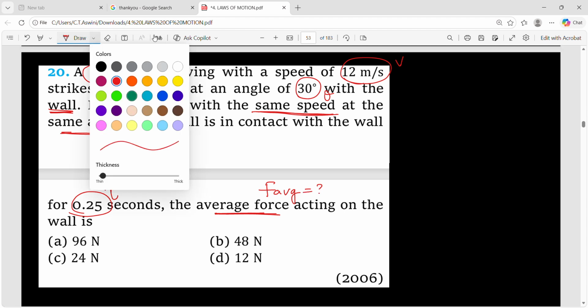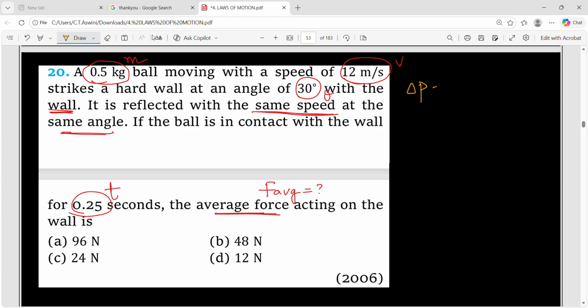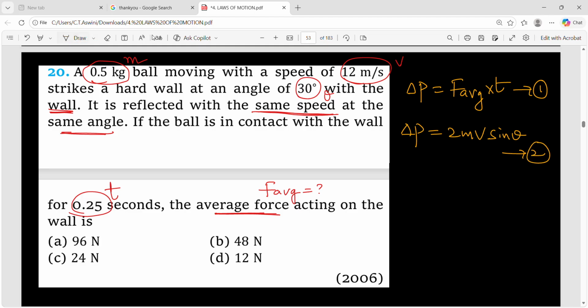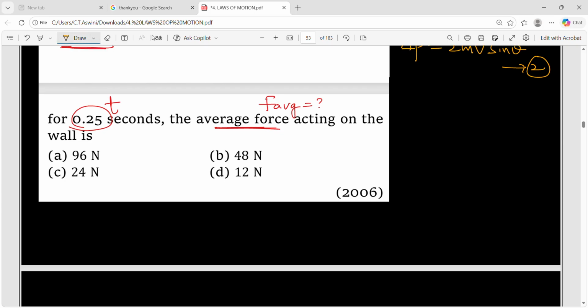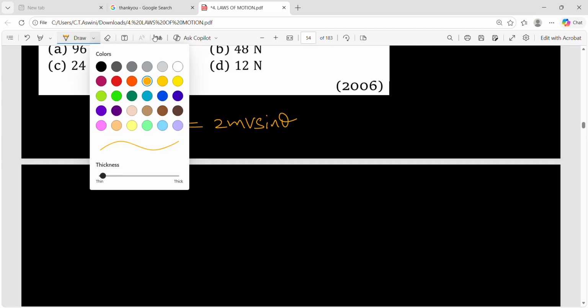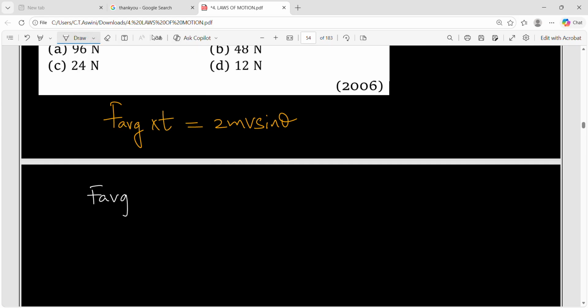What shall we do? See, for change in momentum, the first formula is F average into time. This is what we discussed in the previous class. And in today's class we have seen the change in momentum for collision of a ball, so it is 2mv sine theta. But both represent change in momentum only, right? So equate them, the first and second formulas. What will you get? F average into time is equal to 2mv sine theta.